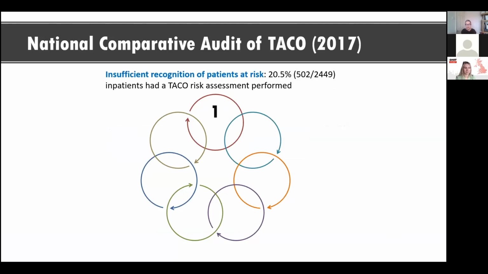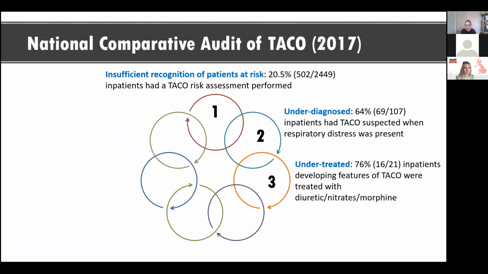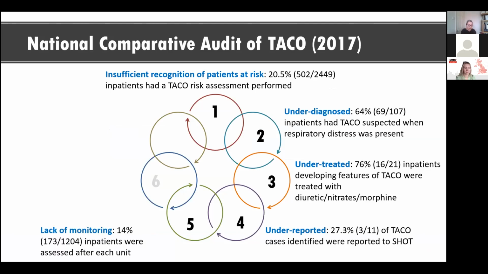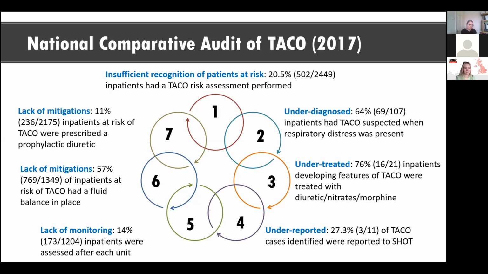So let's just remind ourselves of some headlines from the National Comparative Audit of TACO in 2017. Just quickly, what we knew all along was insufficient recognition of patients at risk of TACO, that it's underdiagnosed. We always knew that, I think. It's undertreated, it's underreported. Lack of monitoring of the patient, and lack of mitigations put in place for that patient, whether that is a prophylactic diuretic or the use of a fluid balance chart. So this really asks the question, is it now time to re-audit?